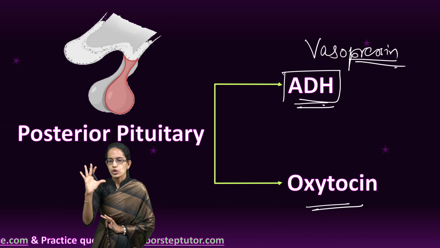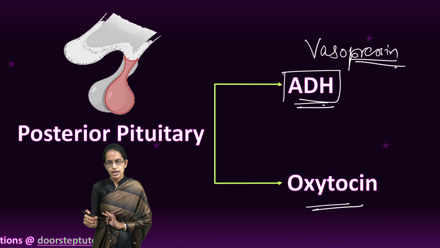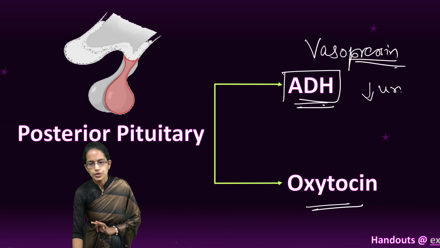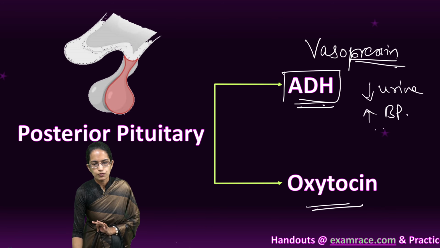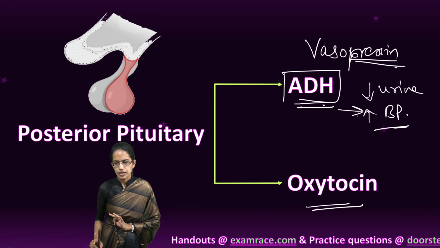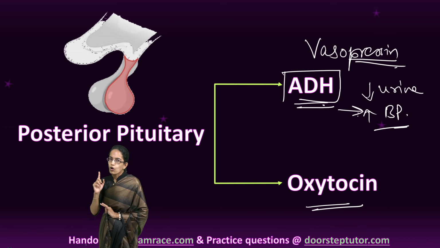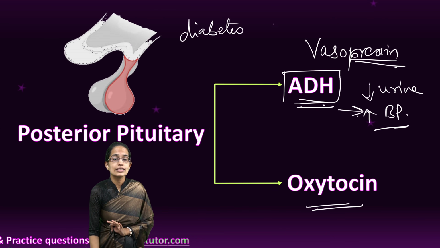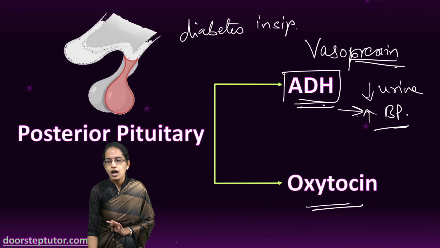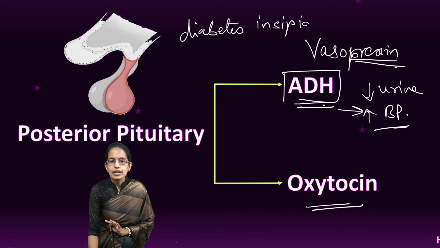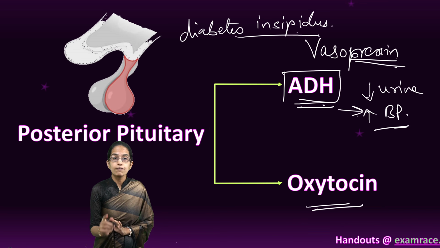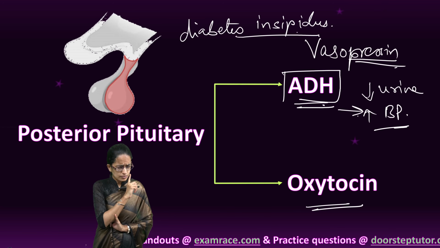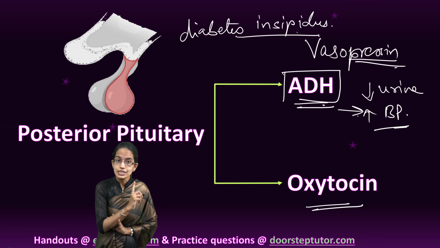So this causes contraction of the small arteries, increasing the blood pressure and reducing the amount of urine. So higher blood pressure, lower amount of urine by ADH, or antidiuretic hormone. Hyposecretion of ADH, very important to note, can lead to a condition known as diabetes insipidus. Important to note that diabetes insipidus is different from diabetes mellitus. Diabetes mellitus is caused by the hyposecretion of insulin.